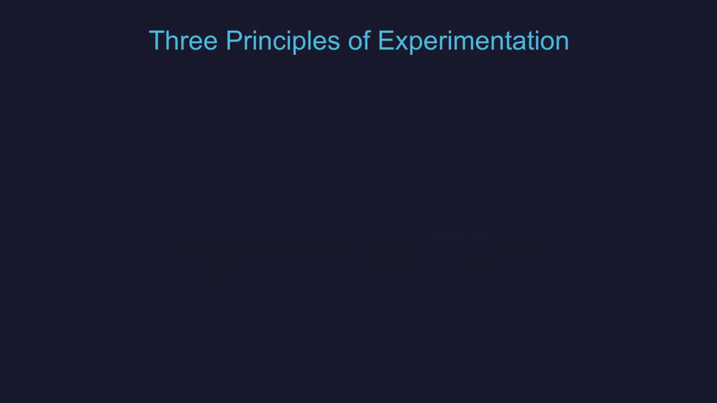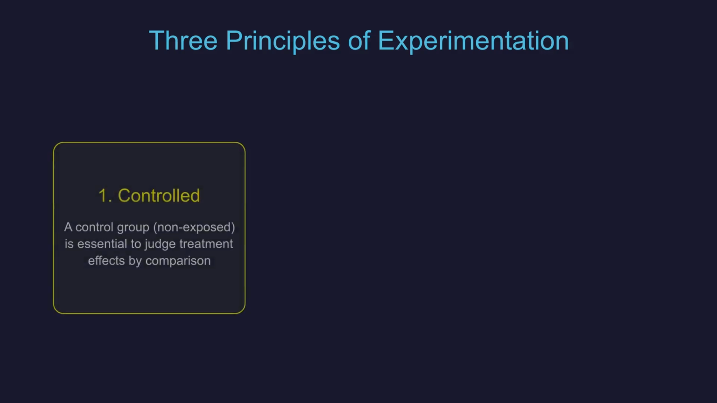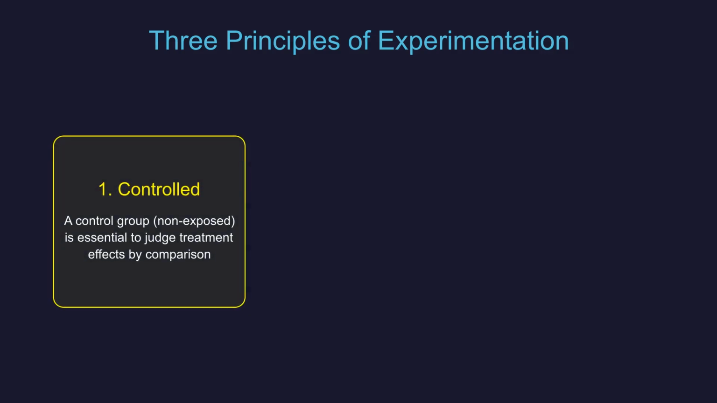Experiments are built on 3 critical principles. First, they must be controlled. A control group, which receives no treatment or a placebo, is essential because you can only judge a treatment by comparing it to what happens without it. Many factors can affect outcomes, conditions change over time, and the placebo effect is real.